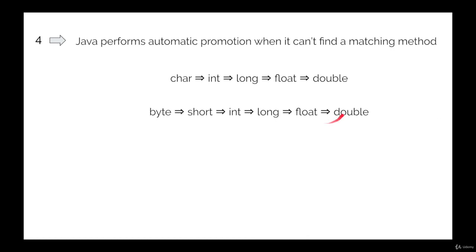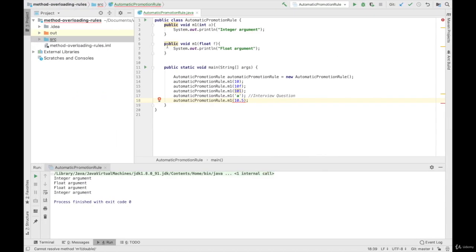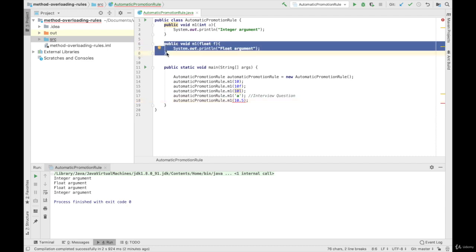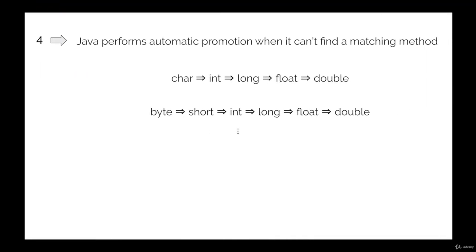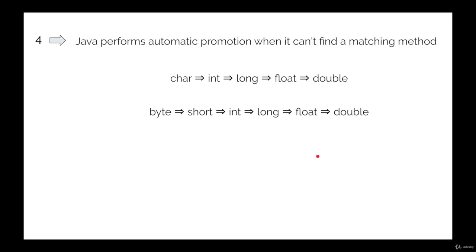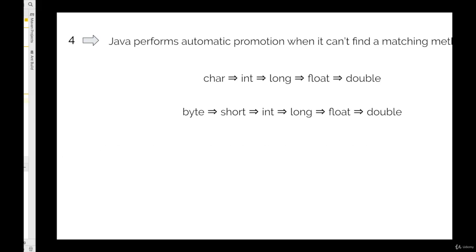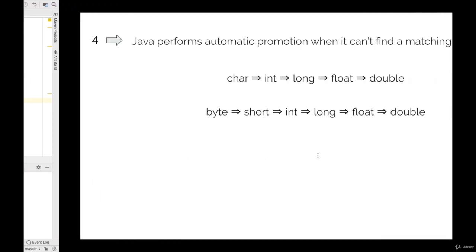Now you see over here, double cannot be promoted further, and neither have we defined a version of m1 with double as the parameter, and that is the reason why the compiler is throwing an error that it cannot resolve m1 double. So this line throws an error, so I'll just comment it out. So this is how automatic promotion works in Java. I hope you got clarity on this rule.